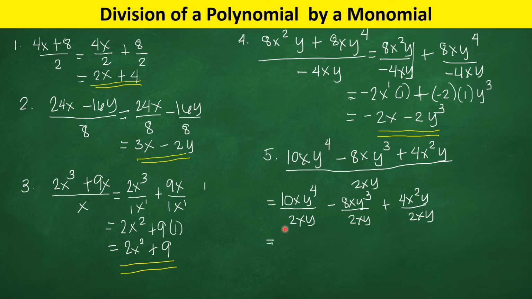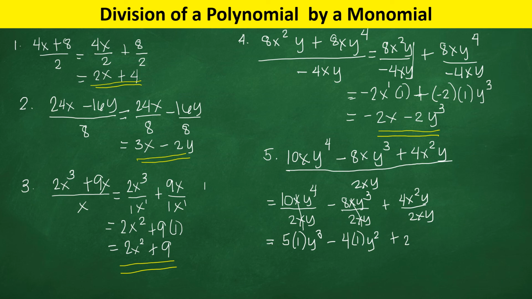So, 10 divided by 2. So, this is 5. X divided by x. So, pwede na natin siyang i-cancel. Because x divided by x, so this is x to the 0. Then, x to the 0 is equal to 1. The same base, copy the variable y. 4 minus 1 is 3. Minus 8 divided by 2 is 4. Again, pwede na natin i-cancel to. Then, change into 1. Then, copy the variable y. 3 minus 1 is 2. Plus 4 divided by 2 is 2.